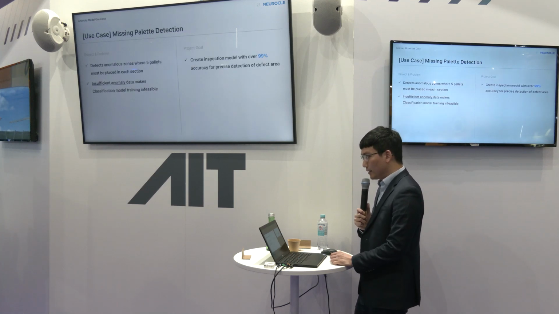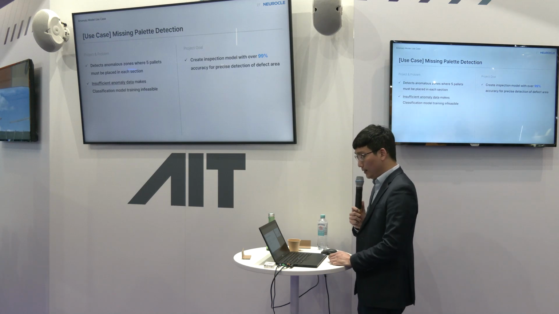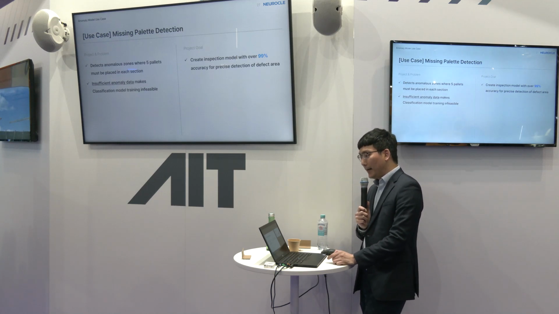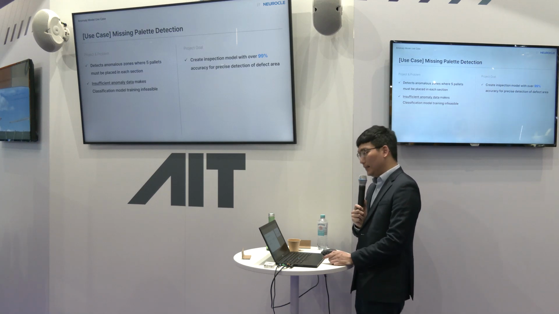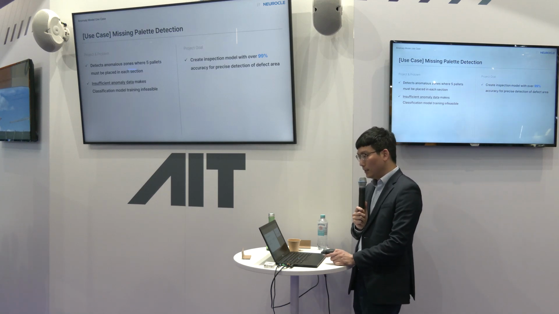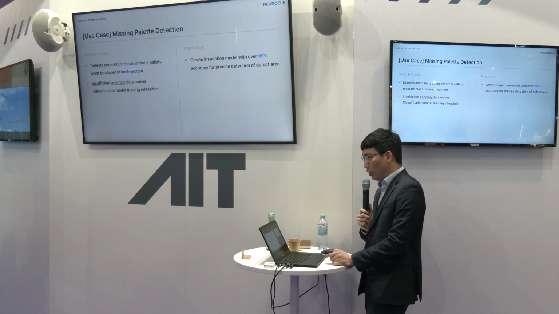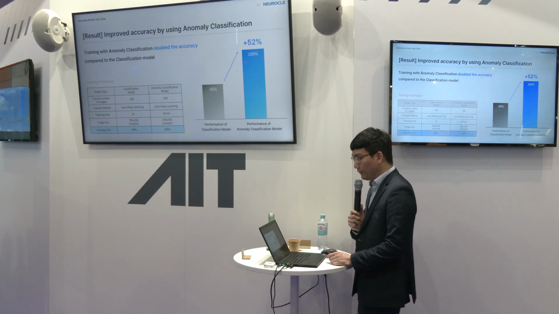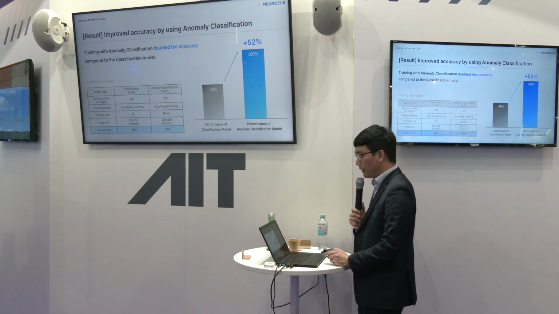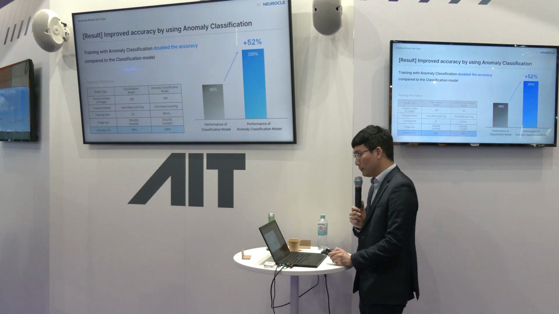There are also many use cases, but one use case is finding a missing pallet in logistics. In that case, 5 pallets should be placed in each section, and normally they are. But sometimes there are only 4 pallets. In that case, we can use anomaly models to find the missing pallets. Because in this case it's really difficult to find defect data, the accuracy of the normal classification was really low. But anomaly models can solve this problem.